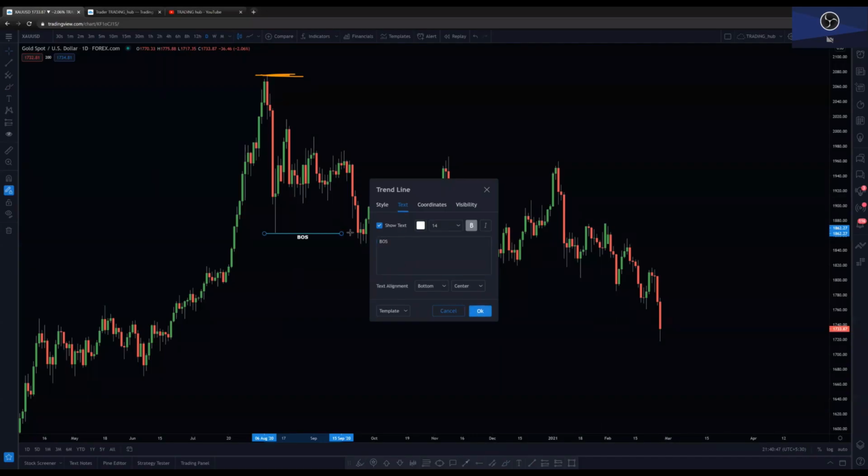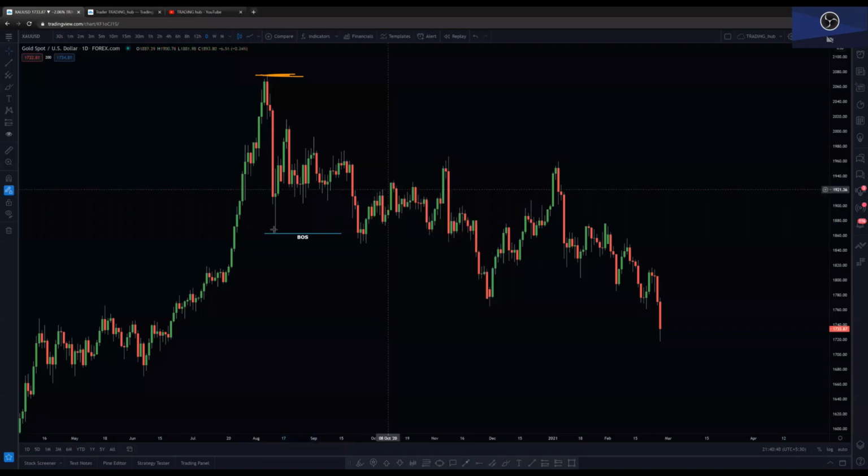Why? Because the market broke this previous low. Then the market took a pullback and pushed a little bit higher, and then again break of structure is here. Now you can see here, before, it broke this high here, and this was the previous lower high.